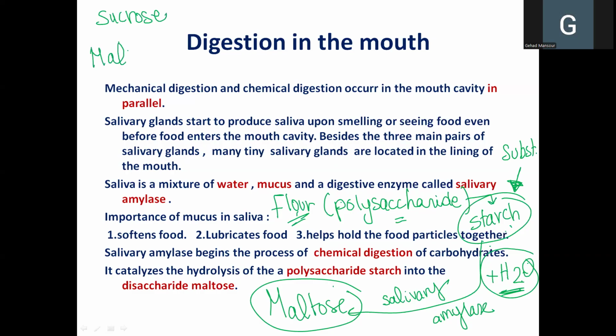And now we see maltose. Sucrose was made of two sugars, which were glucose and fructose. Maltose is made of glucose and glucose. So maltose is purely glucose. Every two glucose molecules that bind together will form the disaccharide maltose.